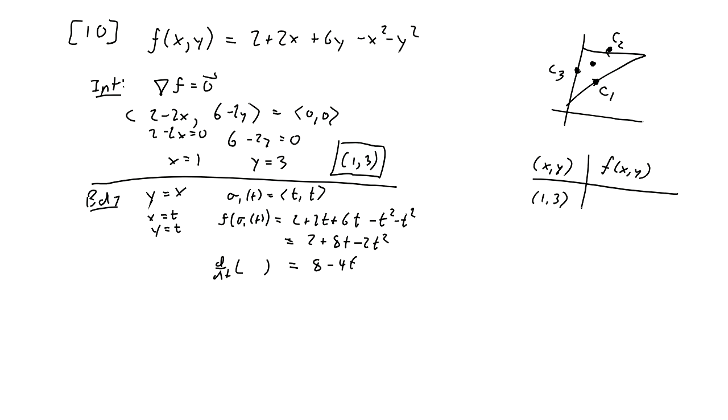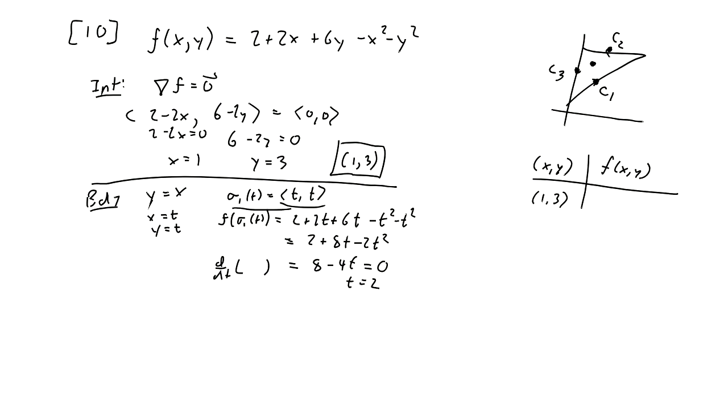We set that equal to 0. And that gives us t equals 2. So this is kind of like what you're asking about earlier, Jason. So t equals 2 gives us the time that we have a critical point. But if we want to find out what that point is in the xy plane, we have to substitute back into the parameterization. So sigma 1 of t is t comma t.